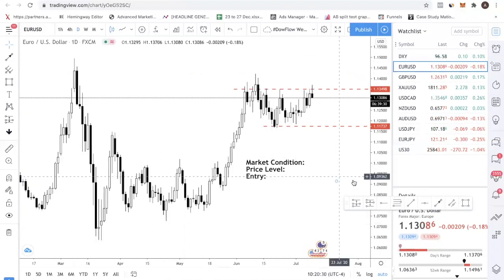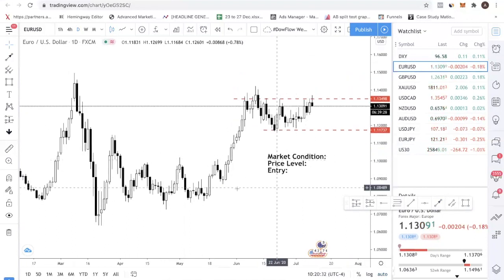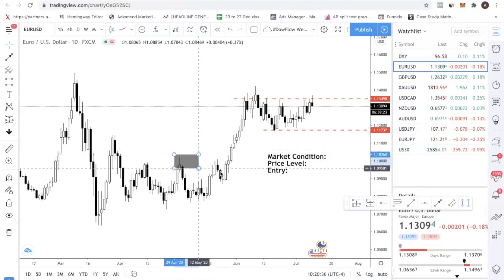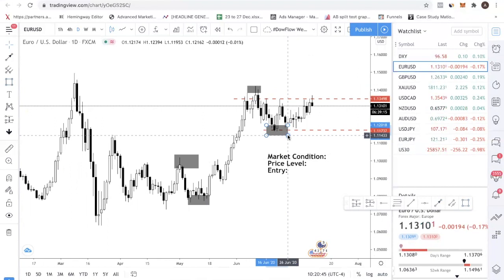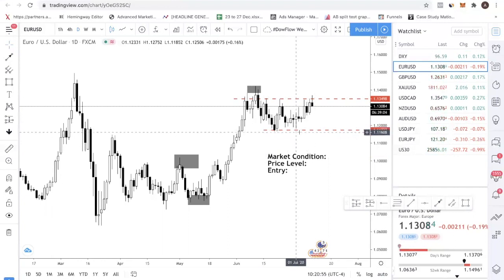Over here, price is actually in the uptrend. You can see that this is a low, this is a high, this is a high, this is a low. This is a higher high, and this is a higher low. So ideally, you want to be buying. But right now you're in consolidation. Of course, the best setup you can do is buy at the bottom of the range.